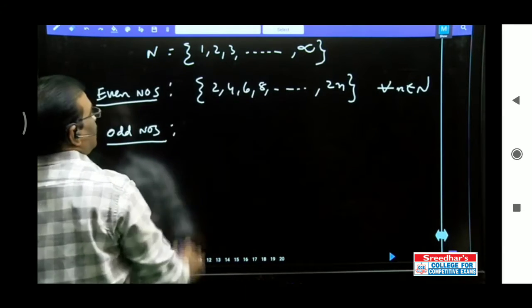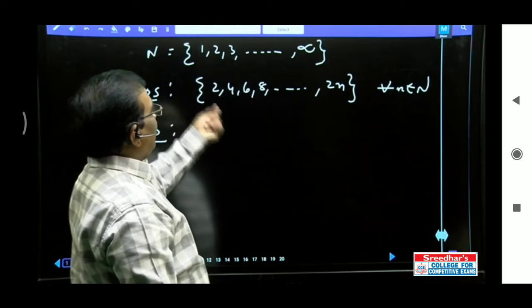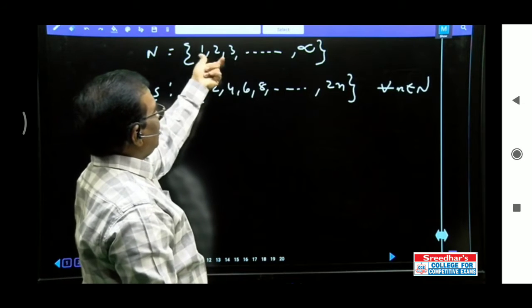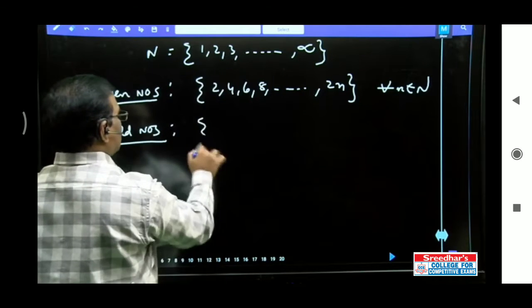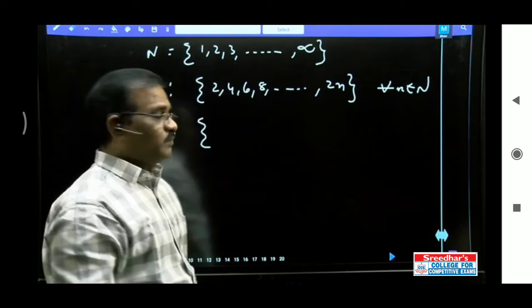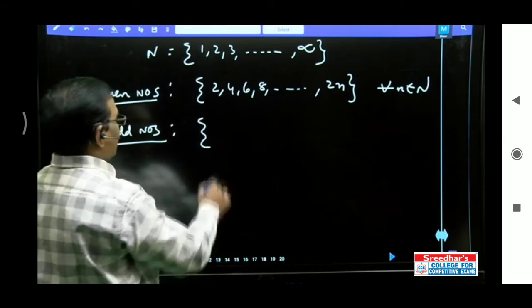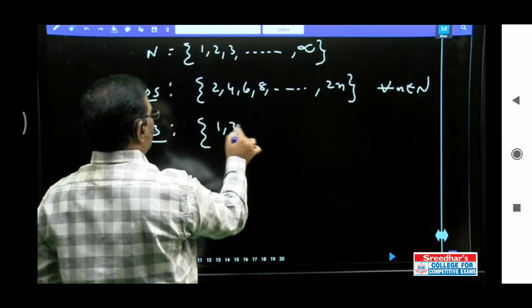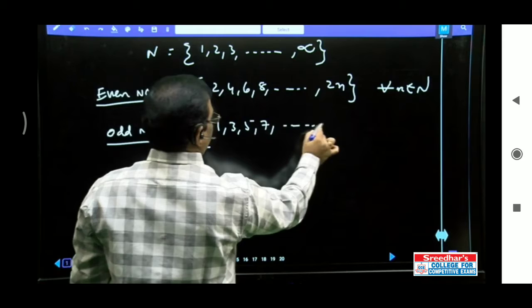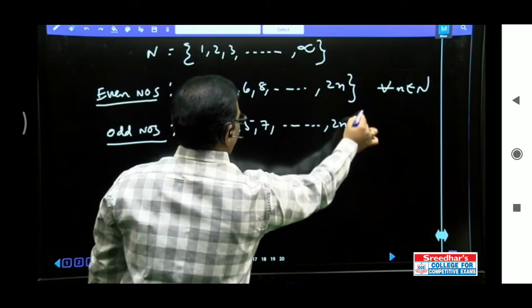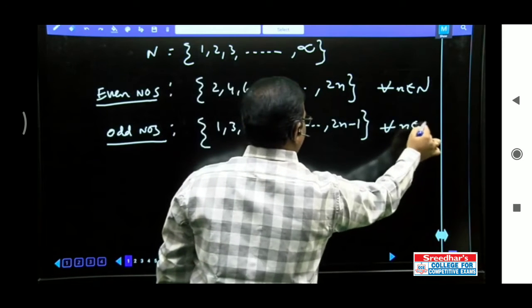Odd numbers. What are odd numbers? Natural numbers which when divided by 2 leave 1 as remainder are called odd numbers. 1, 3, 5, 7. These are odd numbers. The formula holds for all n belongs to N.